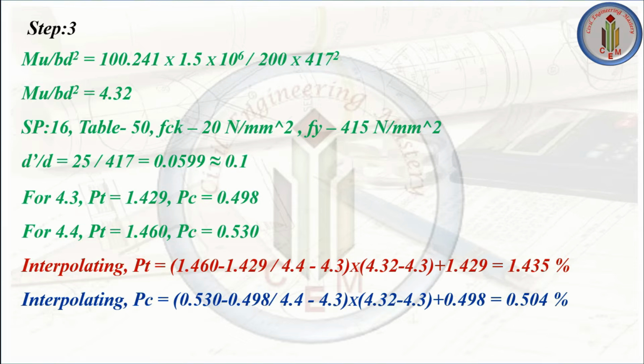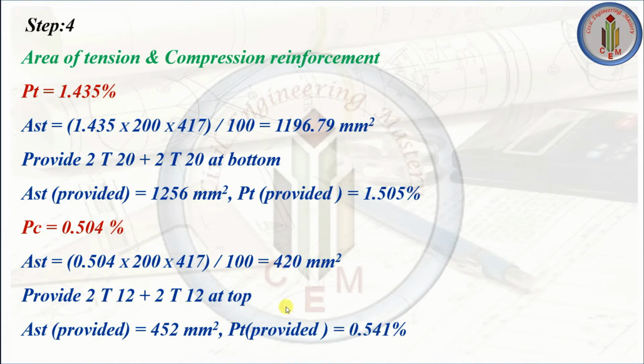Next, let's calculate the area of steel. In step 4 we have to find the area of tension and compression reinforcement. The tension reinforcement percentage is 1.435. So 1.435 multiplied by breadth and depth divided by 100 will give you the area of tension reinforcement. So we get 1196.79 mm square. This we need to provide at the bottom. I'll explain this later.